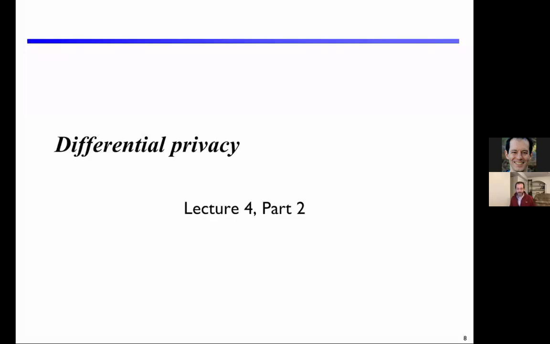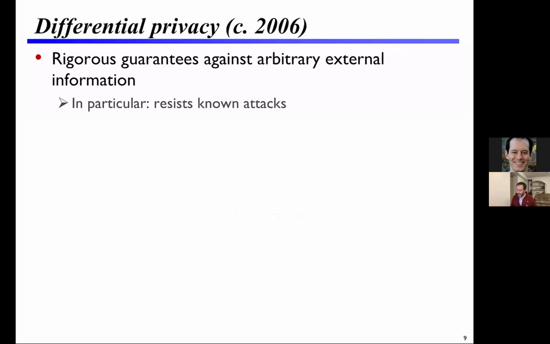Hi again. In part two of the lecture, we're going to introduce this concept we've mentioned a few times, differential privacy. So differential privacy arose around 2006, and it's a restriction on the class of algorithms we might use to process information that will allow us to provide rigorous guarantees about confidentiality or privacy, even in the presence of arbitrary external information available to an attacker.